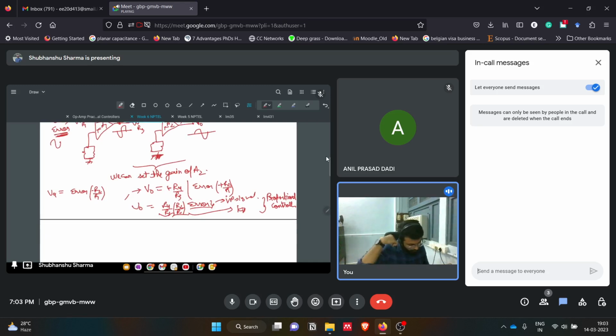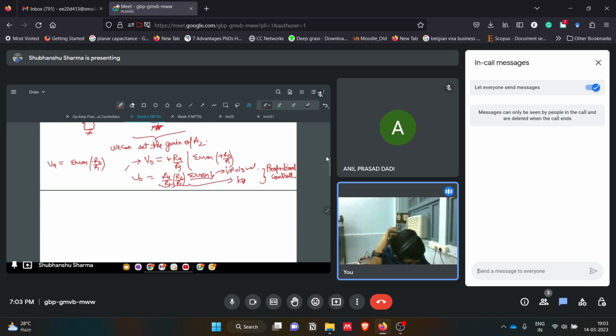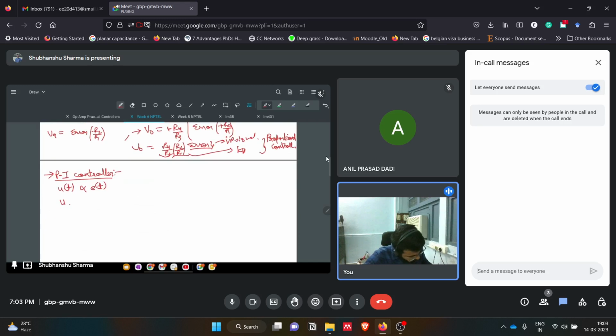So now we also talked about the PI controller, proportional integral controller. In the PI controller, the output of the op-amp is directly proportional to the error, that is the proportional controller which we saw, and in the integral controller, it is basically directly proportional to the integration of the error.